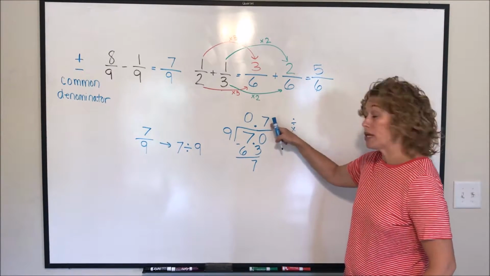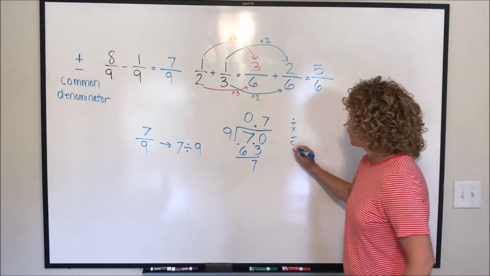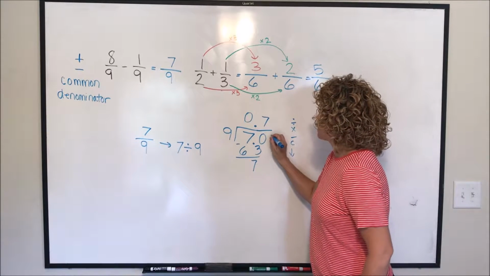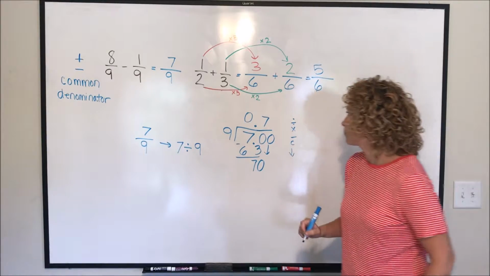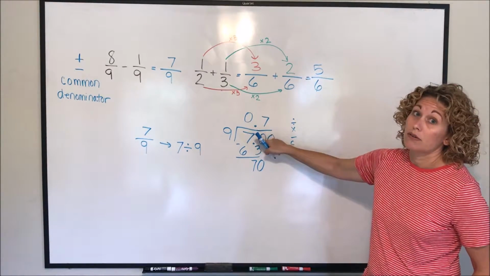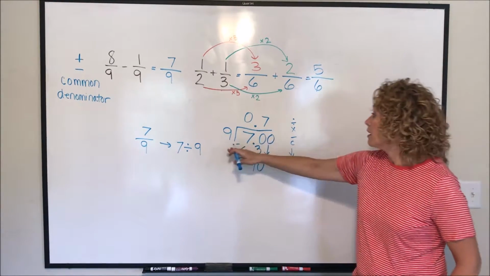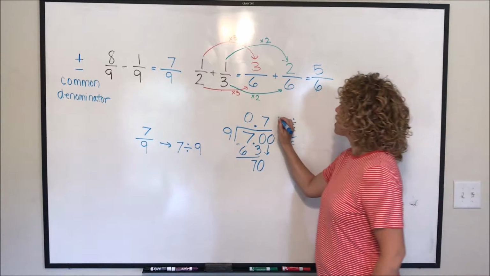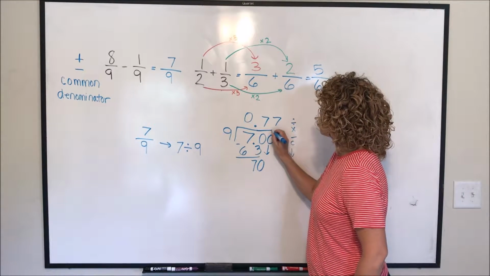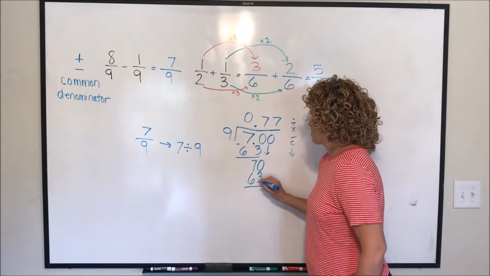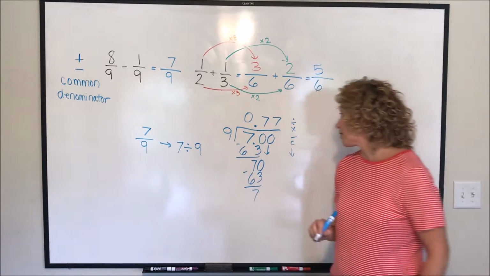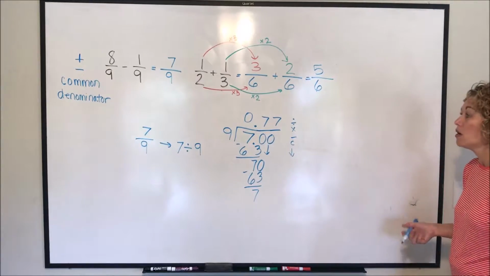Now, because this is a decimal, we actually need to keep going. You cannot write 0.7 remainder 7. What you have to do is add another 0 and bring that down. If you notice though, it's 70 again. 9 goes into 70, we already know that, 7 times. That again gives us 63, and that again gives us a remainder of 7.